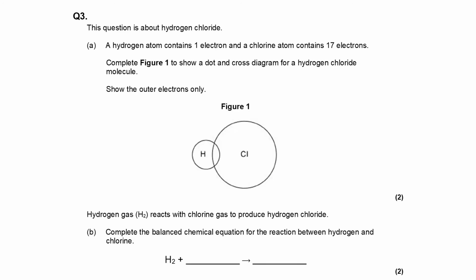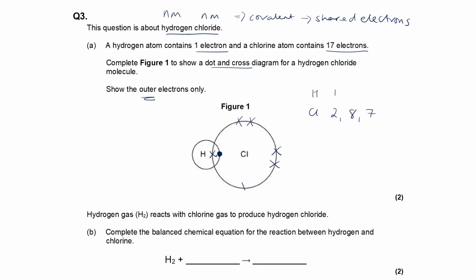Right, question 3. This question is about hydrogen chloride. So straight away, I've written NM for non-metal. So 2 non-metals, it must be a covalent substance, therefore the electrons are shared. So I've written that down straight away.